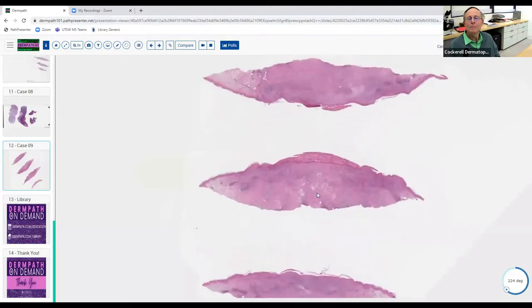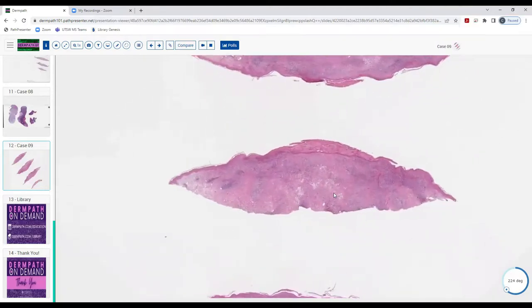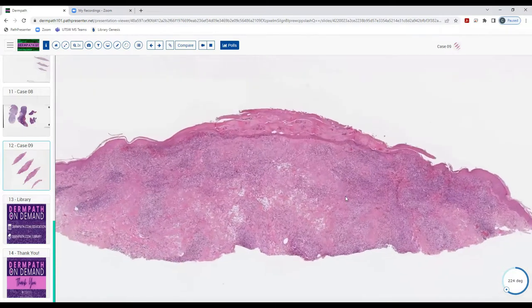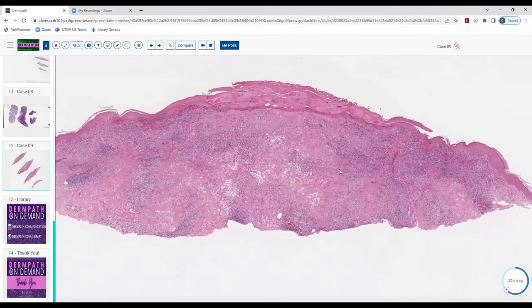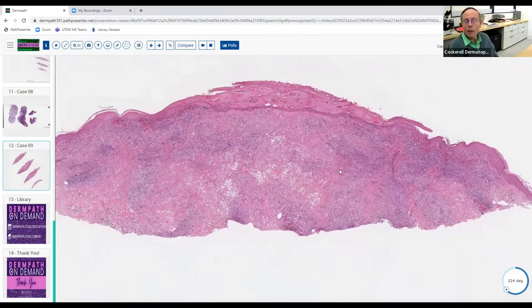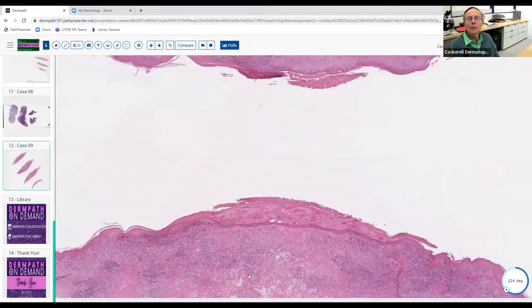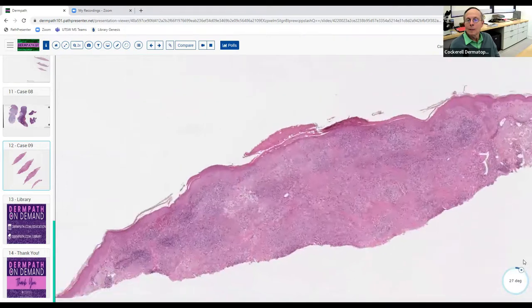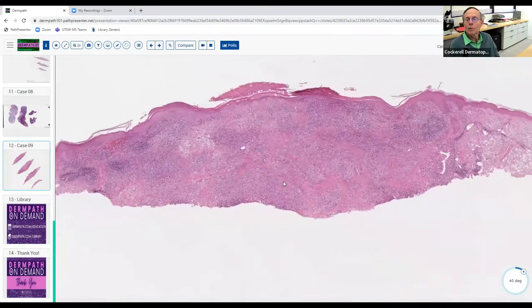Okay. So this one, another looks like a shave biopsy. Let's see, there's a lot of crust up top, but I think what we're looking at is more in the dermis, sort of nodular collections of cells. Good. I agree. I think this is a nodular and diffuse infiltrate. We just have a shave biopsy. Look at this one. Actually, this one might even be a little bit better. We've got a nodular and diffuse infiltrate.